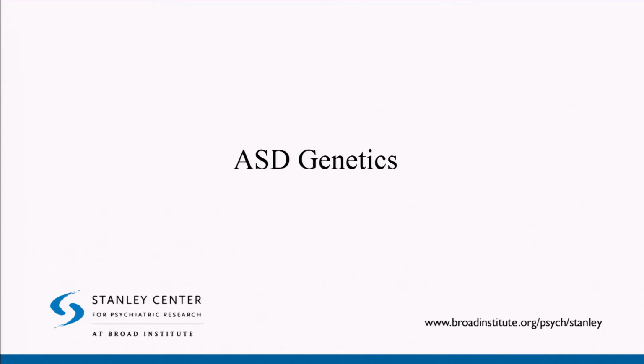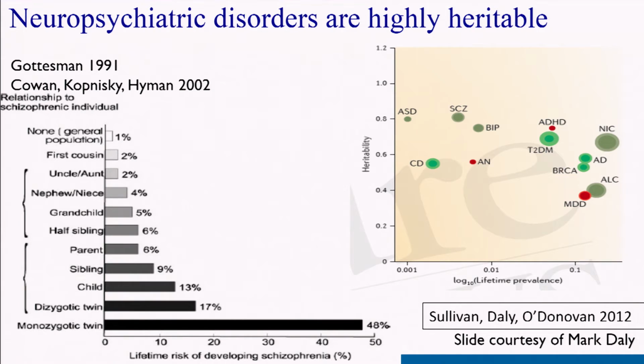So with that introduction, let's talk about some genetics. Neuropsychiatric disorders in general are very heritable. Heritable means that they are influenced by genetic variants. And there are lots of different ways for estimating how much genetic variables matter to one's risk of a disease.